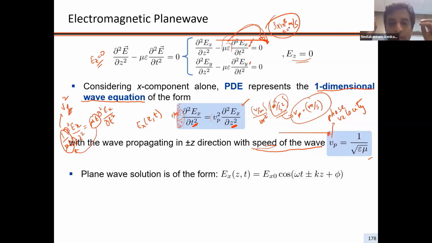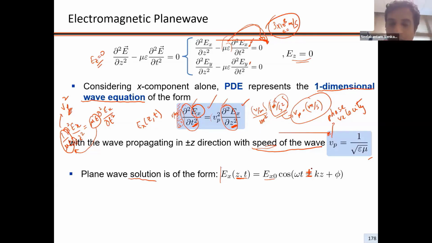So that plane wave, right? Let's take a look at the solution. What is the kind of Ex that will satisfy this equation? That means I take that Ex, I take the double derivative with respect to z, I take the double derivative with respect to t, I plug it in, then this equation is satisfied. Then that Ex becomes the solution of this plane wave. So the solution plane wave is going to be an Ex, which is a function of z and t, of the form Ex naught cosine omega t plus or minus kz plus phi. Plus or minus means it can either be a plus or a minus. Both are valid.